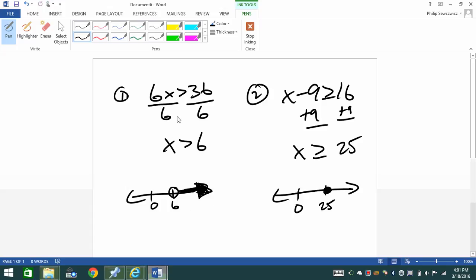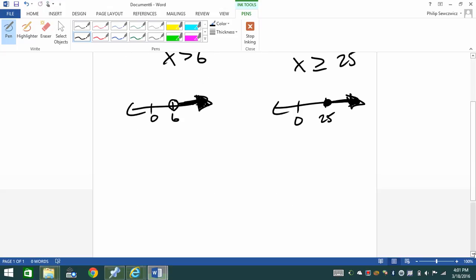Notice the difference between the two. It did not have the line underneath it. That's the or equal to. It did have the line underneath it. That is the or equal to. So that's the difference of when we shade versus when we don't. And I want numbers that are greater than or equal to 25. Those numbers that are greater than 25 are to the right of it on the number line. So there we go. Let's go to the last one there.